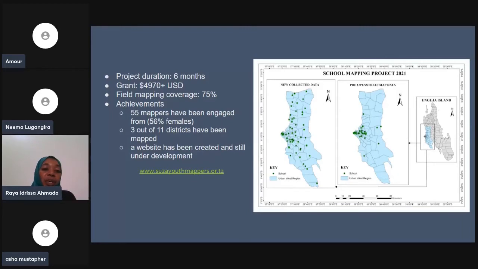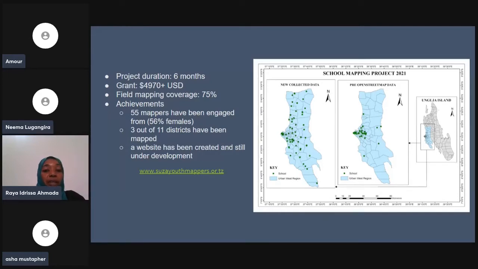Yes, and we expect to finish the project in 6 months, and the grant that we have obtained is about $4,970. And so far in the midterm, we have covered about 75% of the field activities. But in addition to the field activities, as I have said, there are a lot of new mappers. So we have trained about 55 new mappers, and we have engaged about 56% of the female mappers.